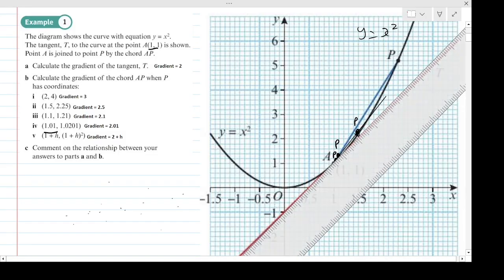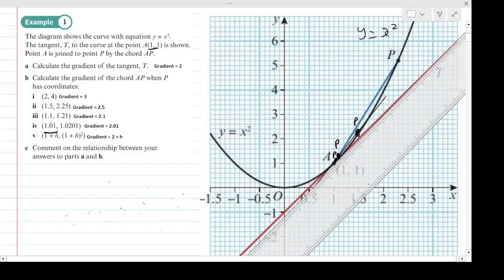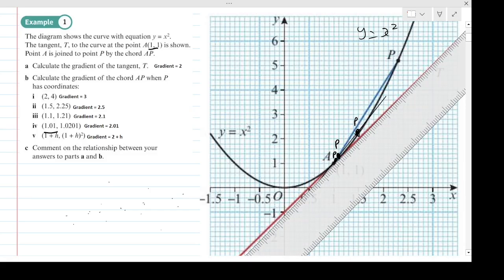But that'd be my new blue line from A to P, and then the gradient of this line is now 2.01, very close to 2. That's interesting. And actually, my ruler now is basically matching the tangent line. So the gradients are basically starting to equal. The lines are basically the same, right?